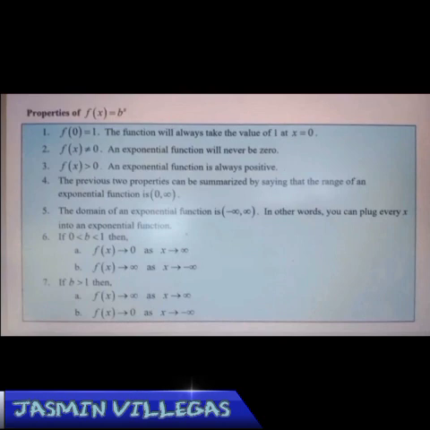Number 6, if 0 is less than b and b is less than 1, then a, f of x goes to 0 as x goes to infinity, and b, f of x goes to infinity as x goes to negative infinity. Number 7, if b is greater than 1, then a, f of x goes to infinity as x goes to infinity, and b, f of x goes to 0 as x goes to negative infinity.